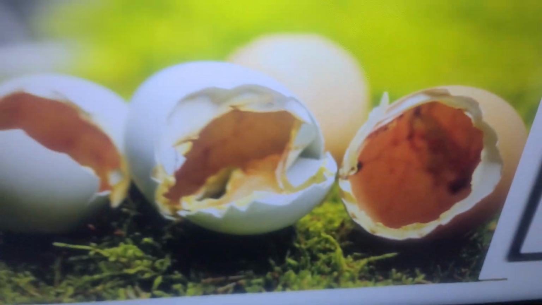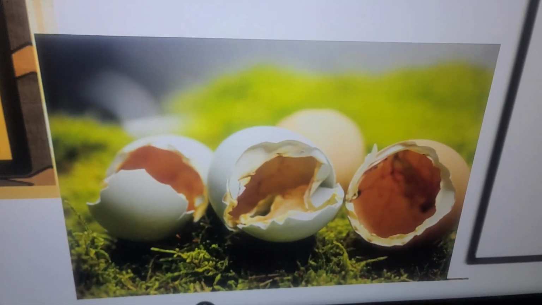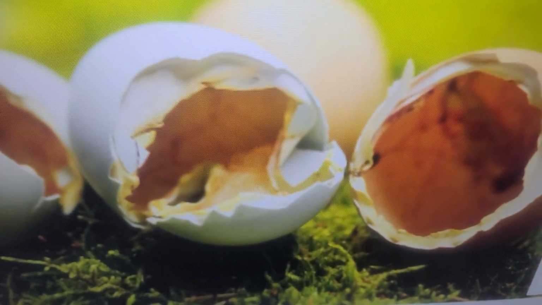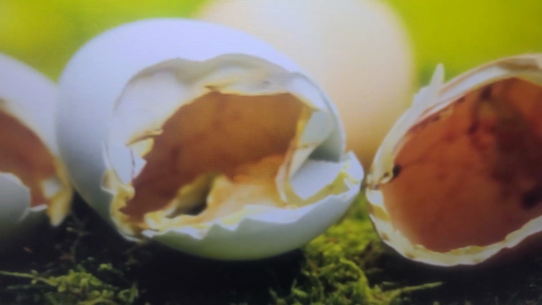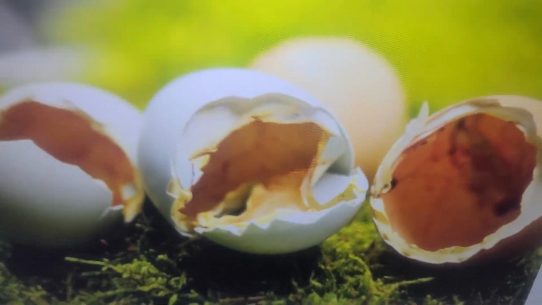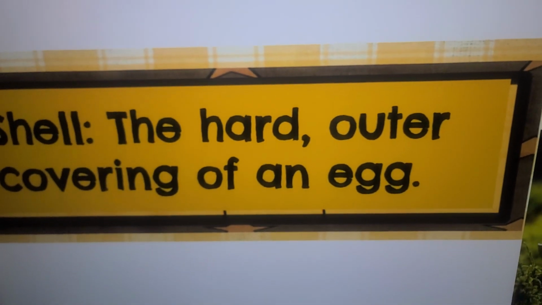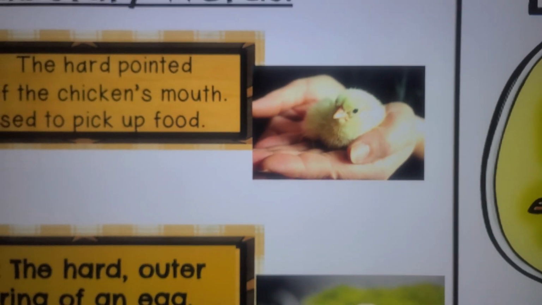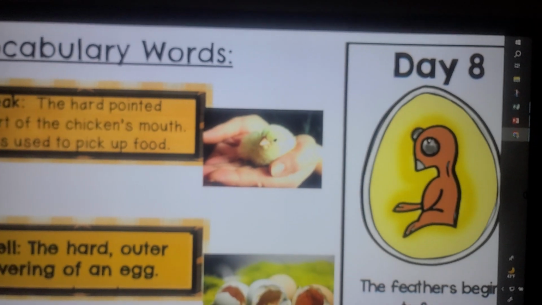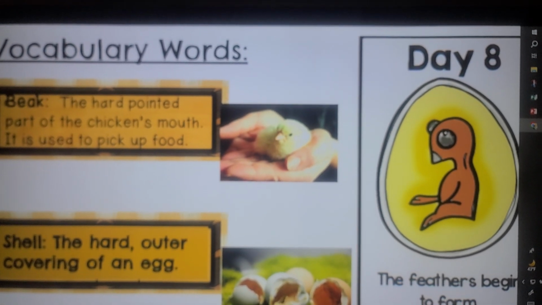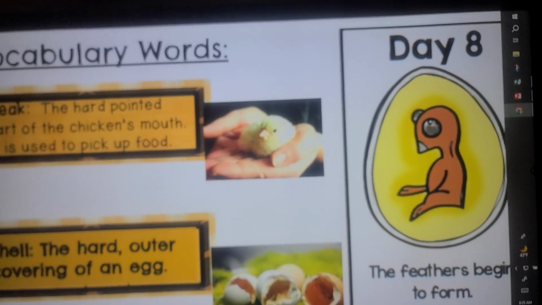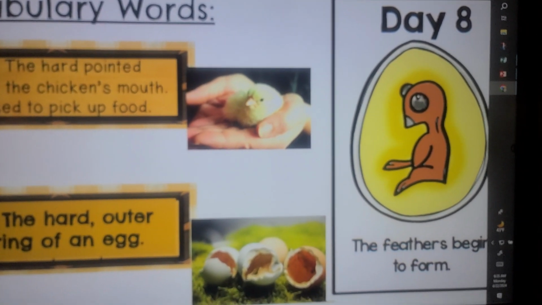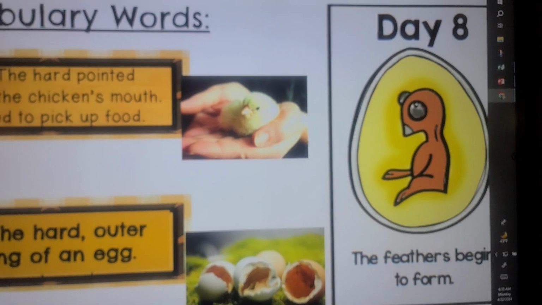Isn't it so cool that this egg is so tiny, so fragile, and yet has everything that the chick needs to survive, to grow, to hatch, to live outside of the shell. So the shell is a hard outer covering of an egg. So today, since it's Monday, you guys will be writing 2 days in your chicken book. You'll be writing about what happened on day 7 on Sunday while you weren't here, and then you'll be writing about what's happening today on day 8, which is Monday, while you are here, okay?